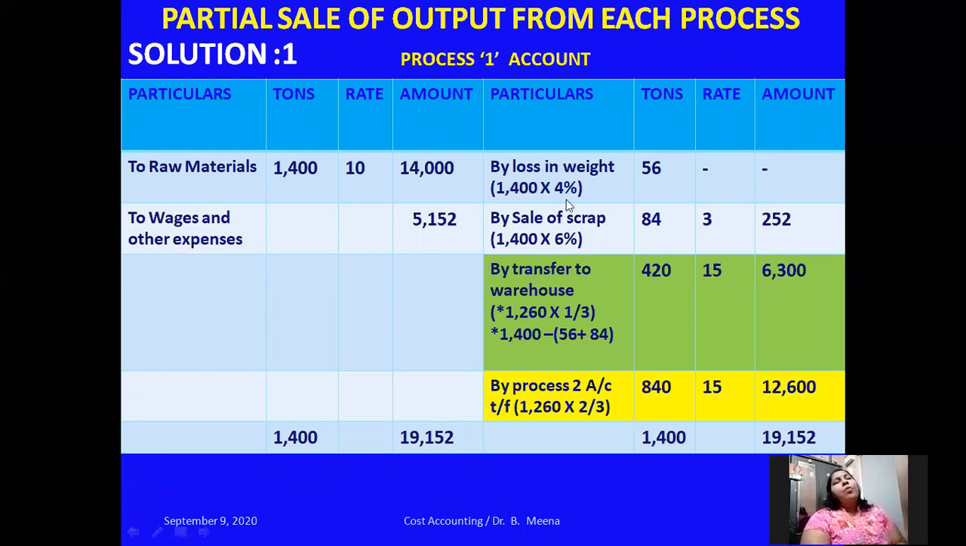Now I will move on to the credit side. First I need to calculate the loss in weight as per the information given in the problem. By loss in weight, I said very clearly in the beginning of the explanation for this particular question, what is the input? And on that only we need to calculate the normal loss or wastage. So out of 1400, 4% is the loss in weight. 4% is given in the problem.